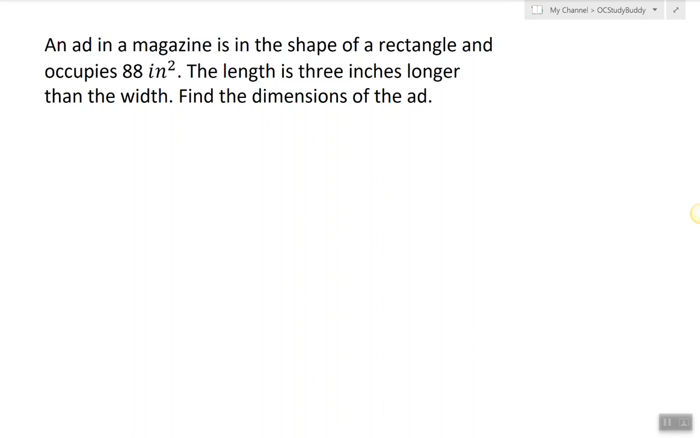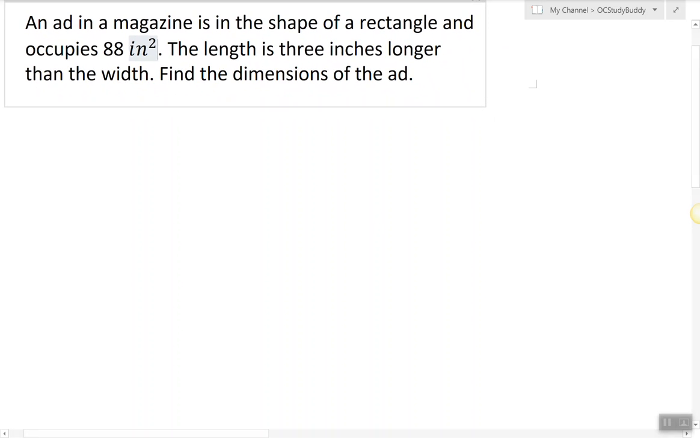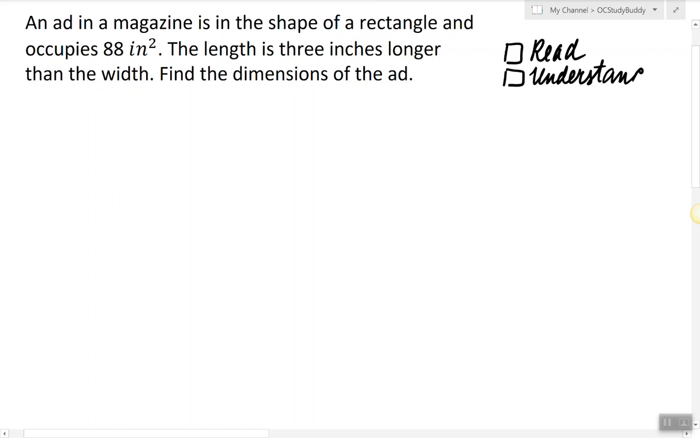In this video, I will show you an application that leads to solving a quadratic equation. Here we have a word problem, and as always, we start by reading it and trying to understand what's going on. As I'm reading it, I'm going to try and draw a picture that summarizes everything that's given.